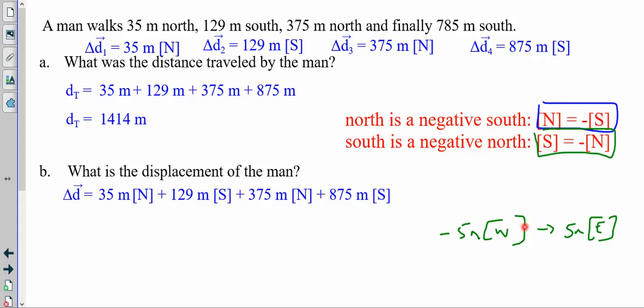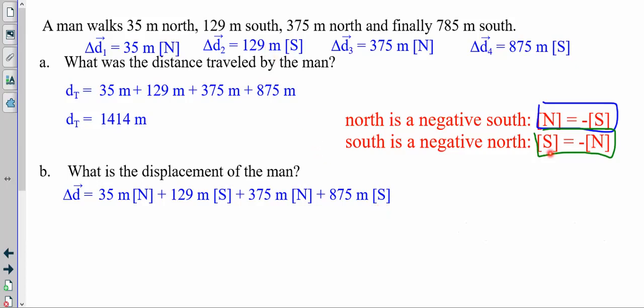So when in doubt, leave it as a positive answer. That's just a little bit of an aside. Back to this question. I look at these and I see my number 875 is pretty big, a lot bigger than even if we just added all these together. So I'm going to actually make south my positive number.